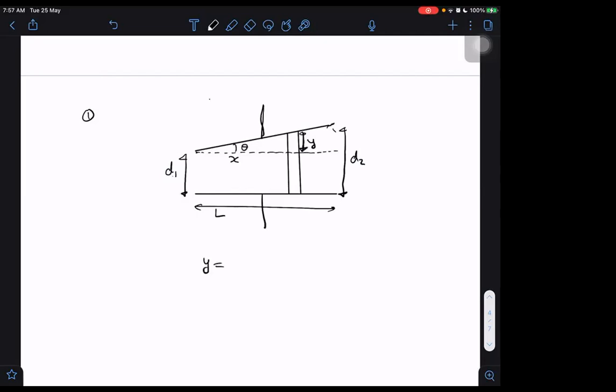Then Y is equal to x tan theta, which is x tan theta into (D2 minus D1) by L. I will take this element and find the capacitance of this part here.